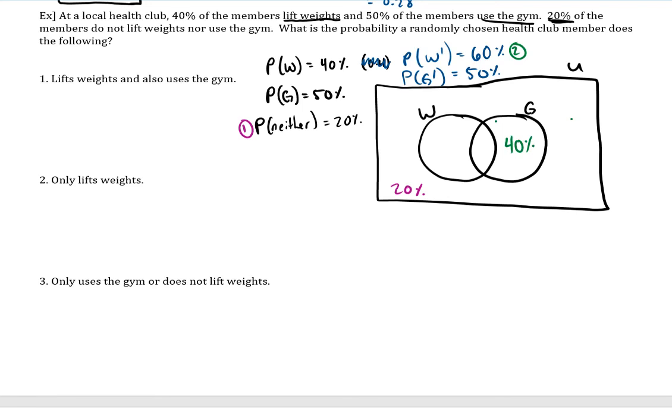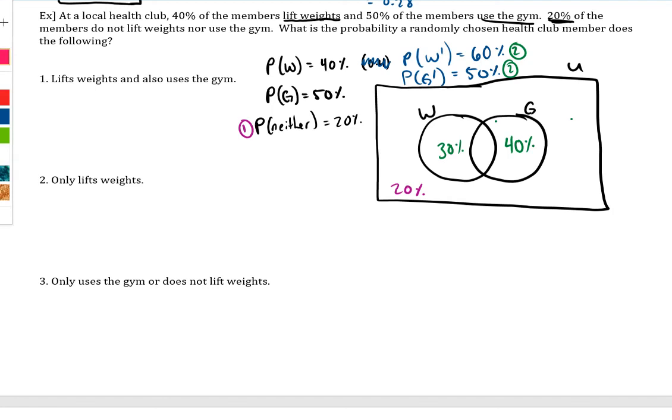Okay, so there's the 40 and 20 that do not lift weights, so that's the 60%. Okay, and then this one, let's go ahead and mark this as number 2 as well. Keep it going. The probability that they do not use the gym would be the crescent shape of the W circle plus the outside, which is 20. So 20 plus 30 should add up to 50. Okay, so 30 and 20 is the 50% that do not use the gym.